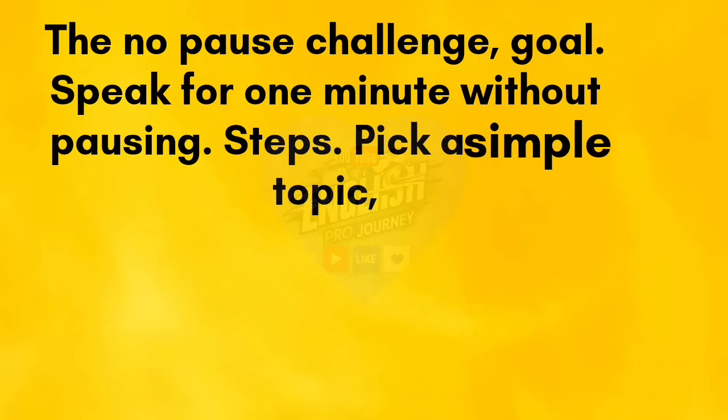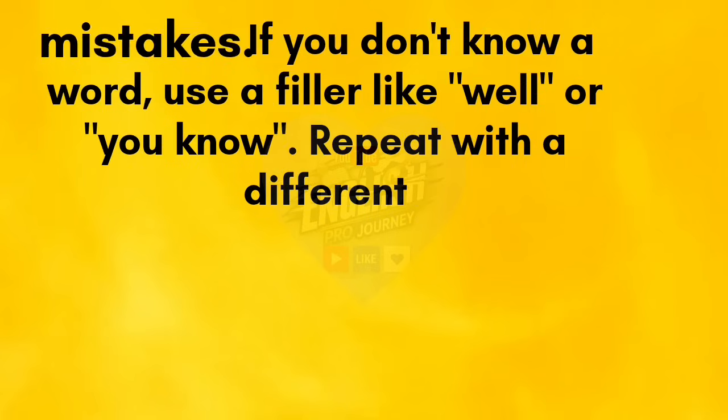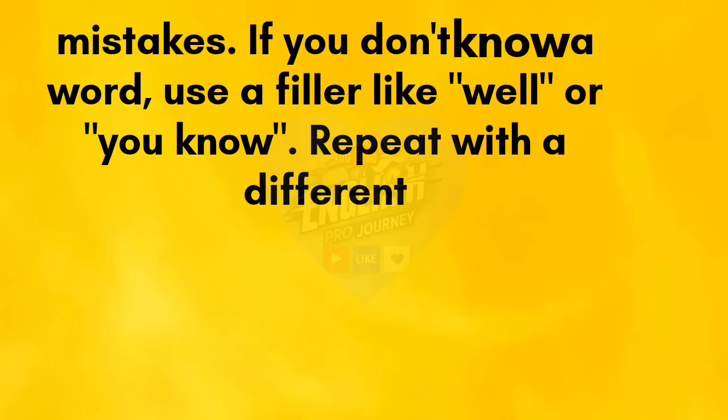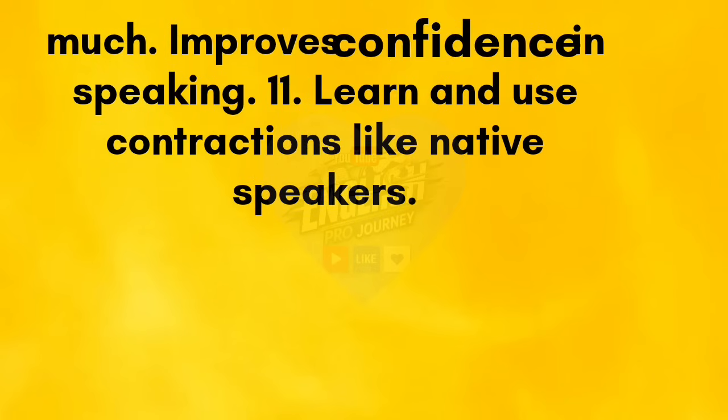Steps. Pick a simple topic, e.g., my morning routine. Set a timer for 1 minute. Start speaking and do not stop, even if you make mistakes. If you don't know a word, use a filler like "well" or "you know." Repeat with a different topic. Why this works: it trains your brain to think fast in English, stops the habit of pausing too much, and improves confidence in speaking.